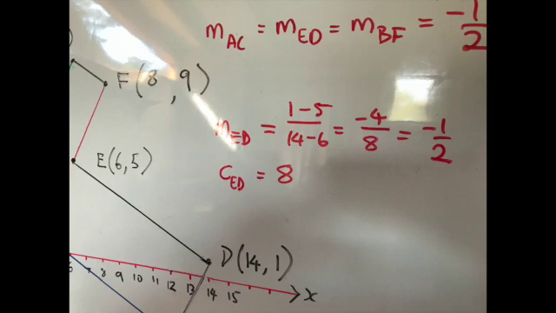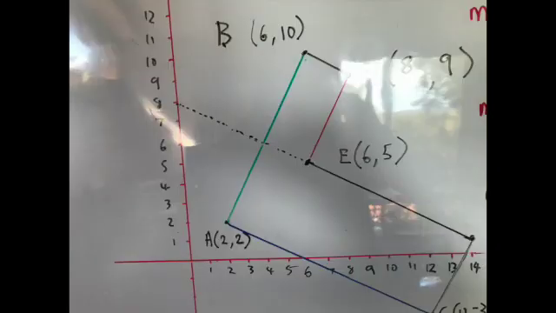So if we take the line ED for example, we choose one end of the line to be our x1, y1. So I've chosen the point E to be my x1, y1. We choose the other one to be x2, y2, so that's the point D. And then I just do the calculations. So on the top it's y2 minus y1, 1 take 5, the two y values subtracted, and on the bottom it's x2 minus x1, so 14 take 6. And that simplifies to negative 4 over 8, which is negative a half, exactly as we planned it in the last video, if you remember.